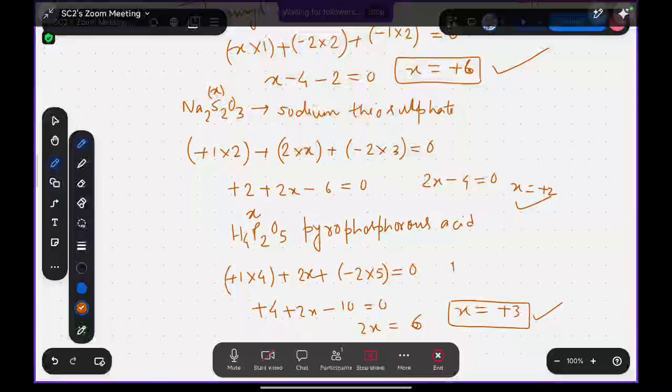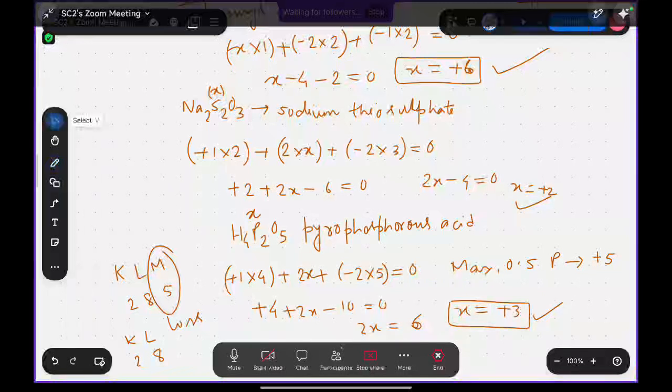The maximum oxidation state possible for phosphorus is +5. Why is it so? The configuration is K, L, M: 2, 8, 5. If you remove these 5 electrons, it gets a noble gas configuration. That means a maximum of 5 electron loss is possible. So +3 is within the range. So the oxidation state of phosphorus in pyrophosphorus acid is +3.